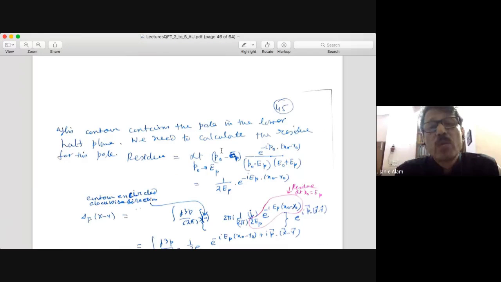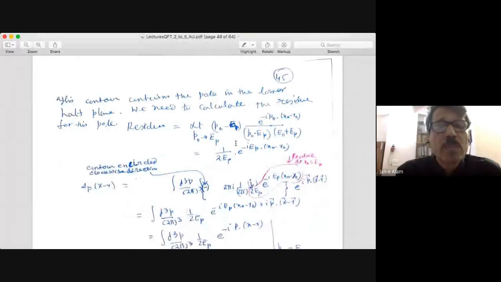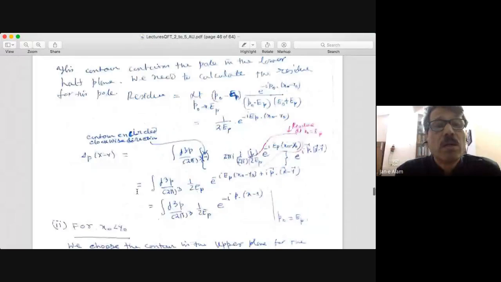So the pole, I can calculate the residue at that pole. I know how to calculate it. It is a simple pole. From complex variables, which you have studied, you know how to calculate the residue, and that residue will be this. And if it's the residue, you have to keep a few things in mind, that d^3p by (2 pi)^3.